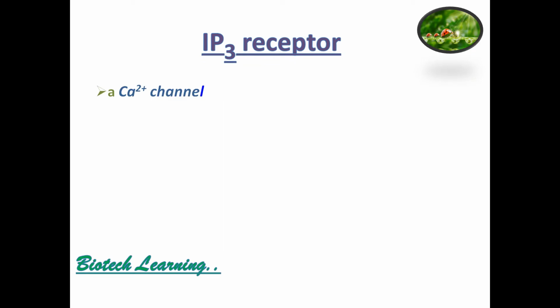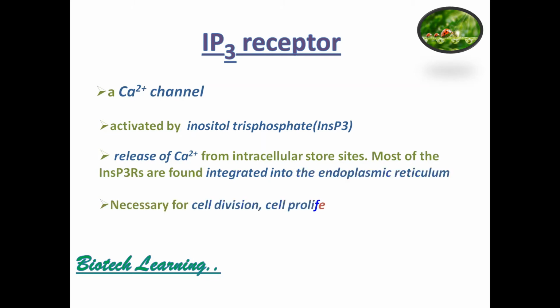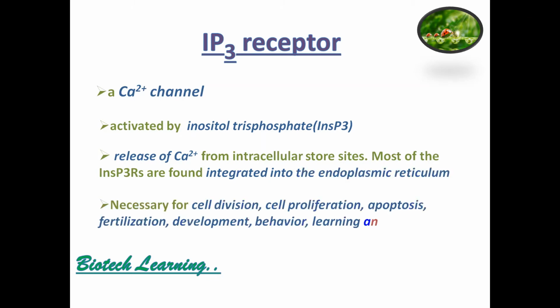I think we should talk about IP3 receptors. So this is basically a calcium channel that is gated by inositol triphosphate ligand. So when this ligand, inositol triphosphate, binds to the receptor, the flow of calcium ions through this channel is regulated. Calcium ions are released from the intracellular storage sites, especially from endoplasmic reticulum. So IP3 receptors are very important for cell division, cell proliferation, apoptosis, fertilization, development, behavior, learning, and memory.